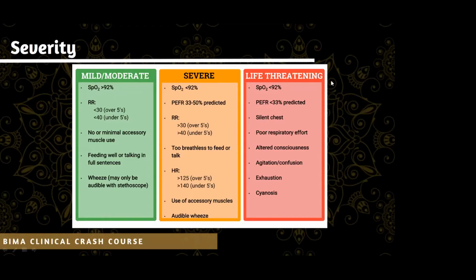Whereas if your asthma is mild or moderate during an attack, your O2 sats are maintained at above 92%. Your respiratory rate isn't necessarily raised. You've not really needed to use your accessory muscles, so your stomach isn't going in and out. You can often just be talking in full sentences and just know that you're a little more breathless or know that your breathing isn't quite as easy. And you can hear a wheeze. Sometimes you just need to pop a stethoscope on the chest to be able to hear it. You can't necessarily hear it from the end of the bed.